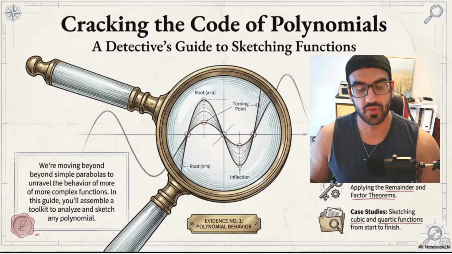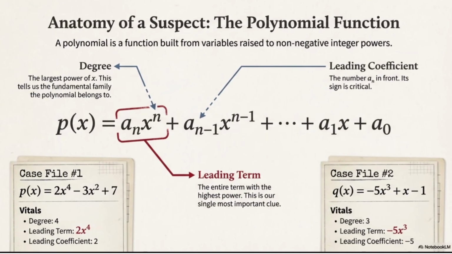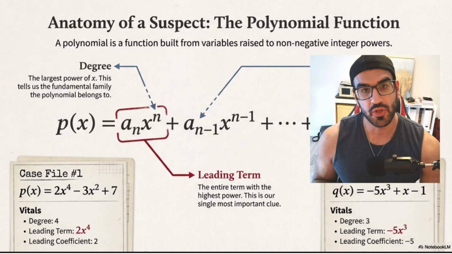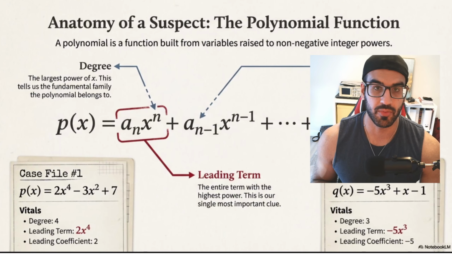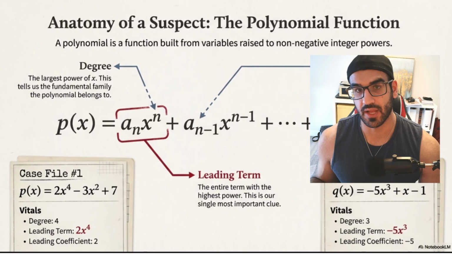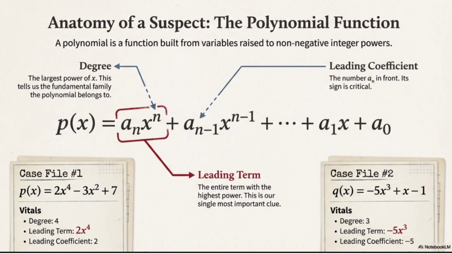So today we would like to talk about this section, which is about cracking the code of polynomials. We would like to see, as a detective, how to sketch every function that we have around us. The very first thing we have to talk about is the definition of a polynomial itself. Wherever you have some variable, x to the power 1, 2, 3, doesn't matter, and besides that some other numbers, we just call it a polynomial. A polynomial has different sections, or different definitions.